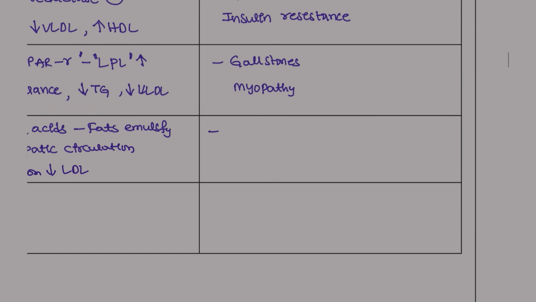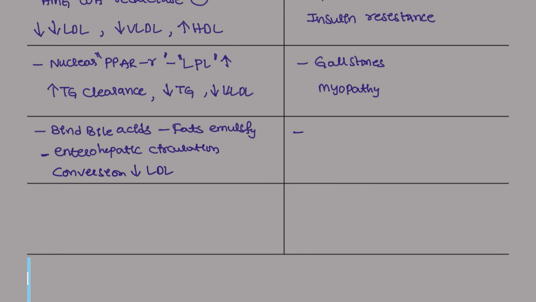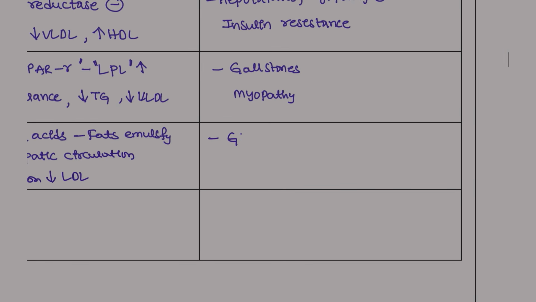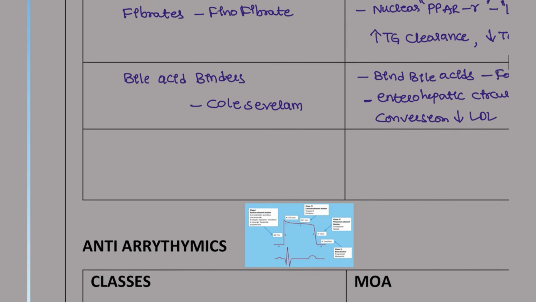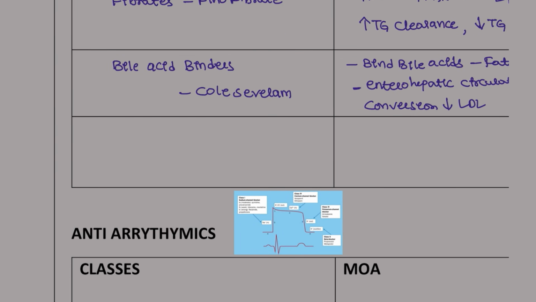But it is increasing the enterohepatic circulation, so obviously the patient will have GI upset, and it decreases only the LDL. Indirectly it will increase the triglycerides in the body. Also, the benefit of this drug is that it is safe in pregnancy, because it acts only on the enterohepatic circulation. And infants who are born with hypercholesterolemia can also be given it. That is a benefit of the bile acid binders.